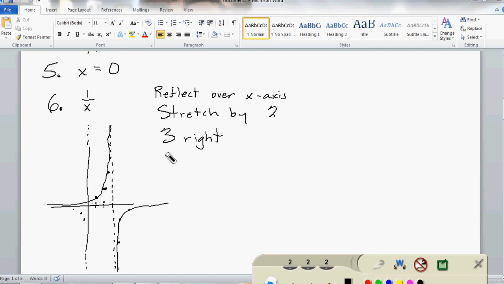The reflection over the x-axis makes it look upside down or backwards. The stretch by 2 just makes it seem a little bit longer. We will continue with the second video for section 5.2.